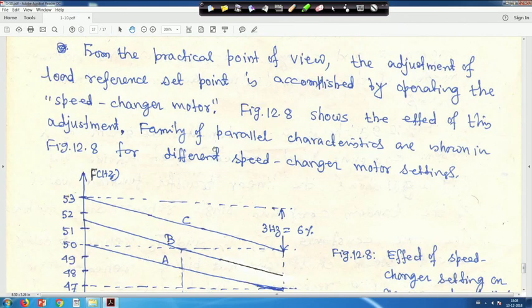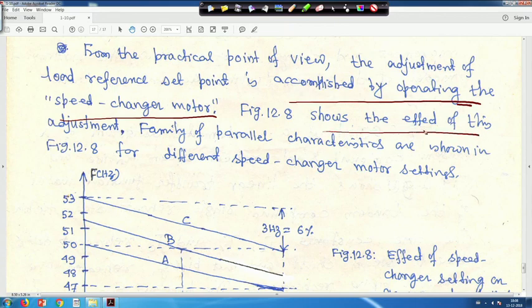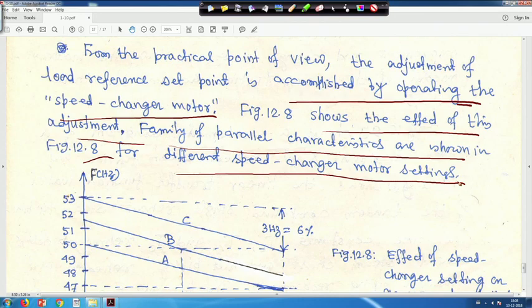Now, from the practical point of view, the adjustment of load reference set point is accomplished by operating the speed changer motor. This speed changer motor we will not see in this course, but this is required. So, figure 8 shows the effect of this adjustment, the family of characteristics for different speed changer motor settings, that I will show you.